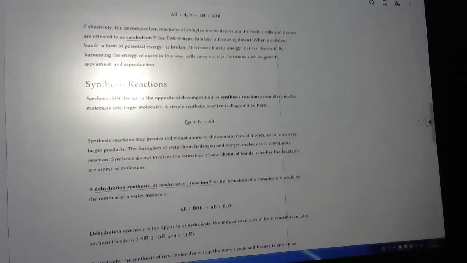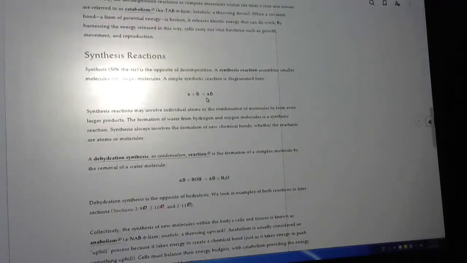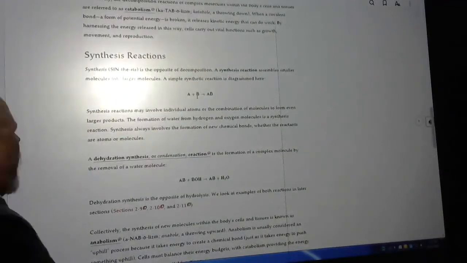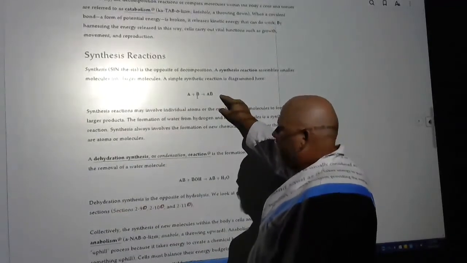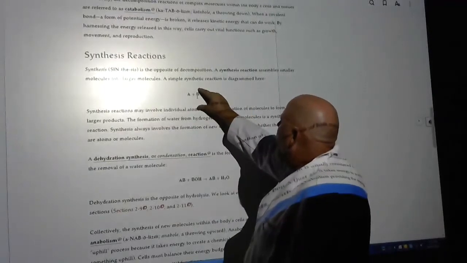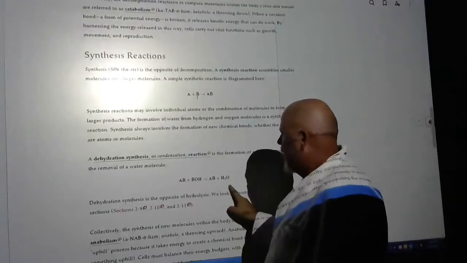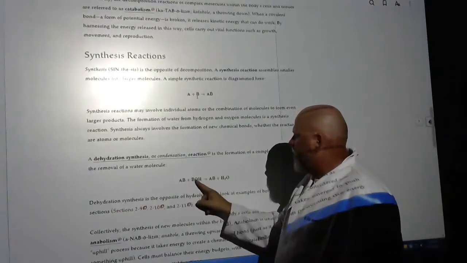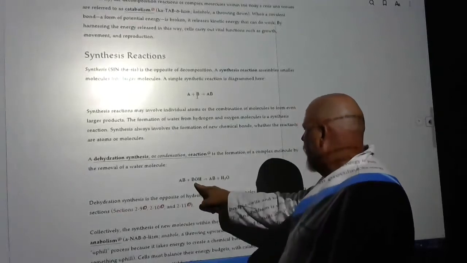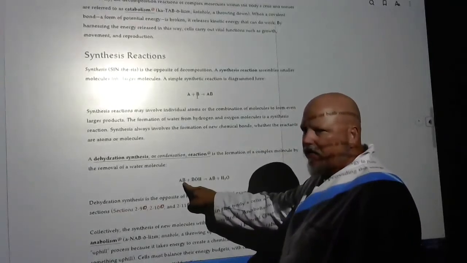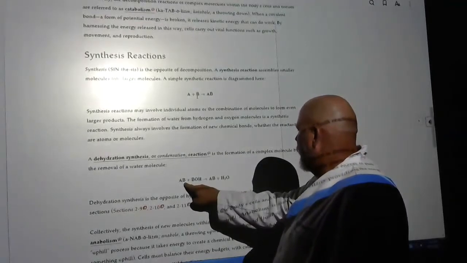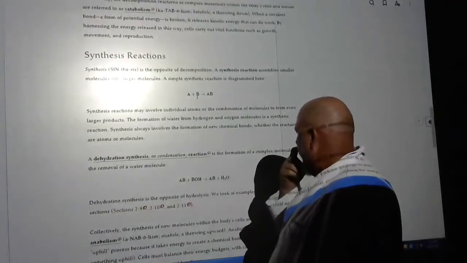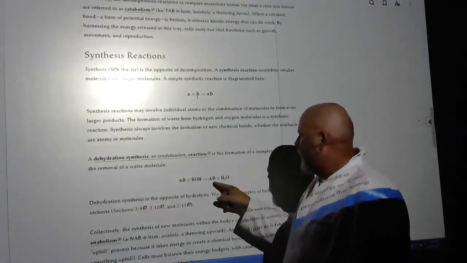All right, next we have a synthesis reaction. A plus B yields AB. You can see we're building this up. What did I ask you to do? I asked you to put water on the AB side, connected, and a hydrogen and a hydroxide on the other side. Here it is. AB plus, that's not supposed to be that. That's supposed to be an H. Does that make sense? Yeah, that's supposed to be an H. Okay, that's confusing.